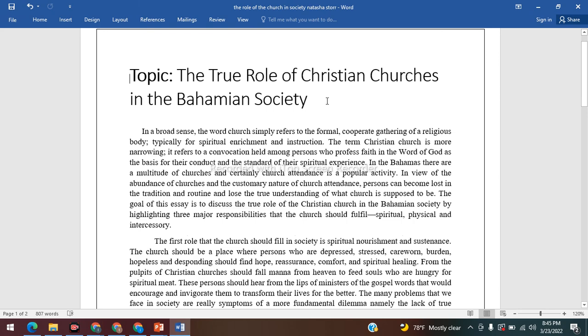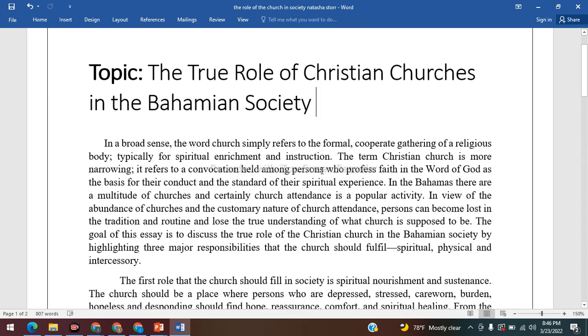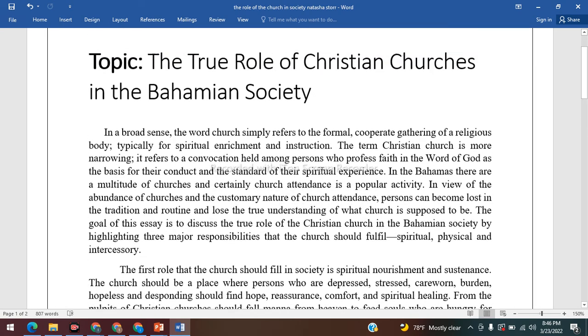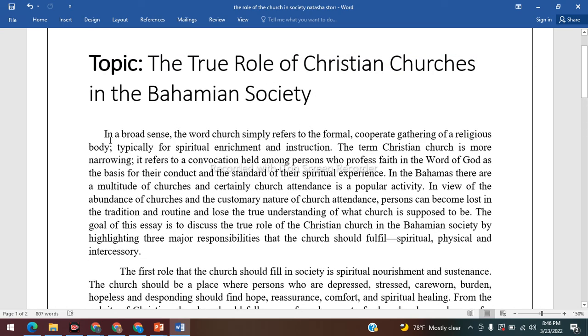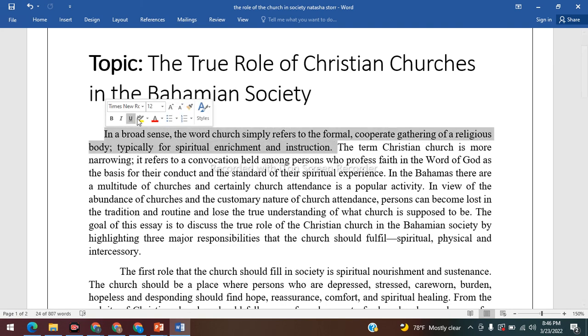So we good? Y'all can see it? Okay, so this is the essay that I wrote. What I start off by saying is that in a broad sense, the word church simply refers to the formal, corporate gathering of a religious body, typically for spiritual enrichment and instruction. This is how I start.